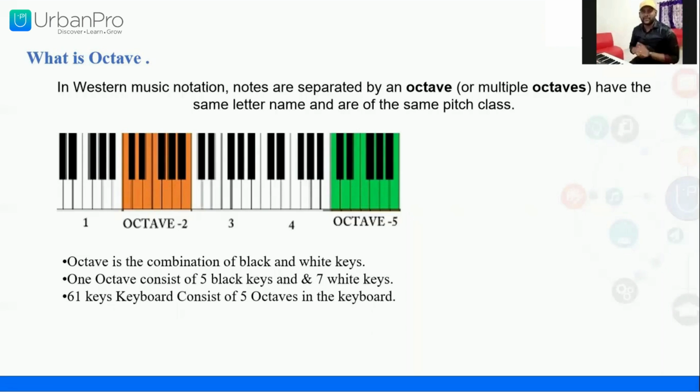The first two octaves are mostly used for the left hand on the keyboard, and the octaves number 3, 4, and 5 will be used for the right hand. Simple. So this is called an octave. This is the purpose. Whenever you're playing with two hands, we use the left hand for two octaves, octave number 1 and 2, and octaves number 3, 4, and 5 for the right hand.